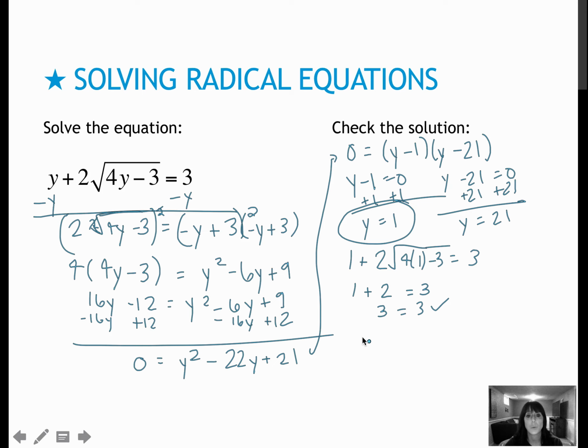For my other one, for 21, I have 21 plus 2 radical 4 times 21 minus 3 equals 3. I'm running out of room here. 4 times 21 is 84, minus 3 is 81. The square root of 81 is 9. 9 times 2 is 18. 21 plus 18, not equal to 3. So that is an extraneous solution, so my only solution is y equals 1.